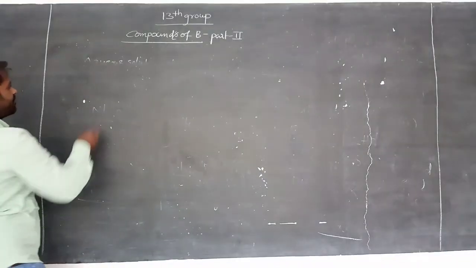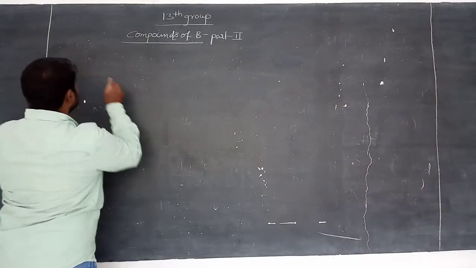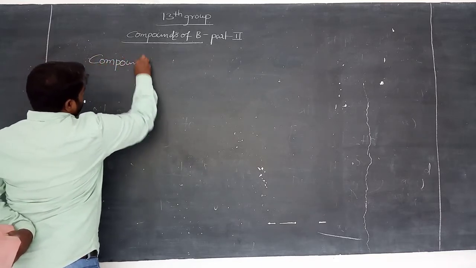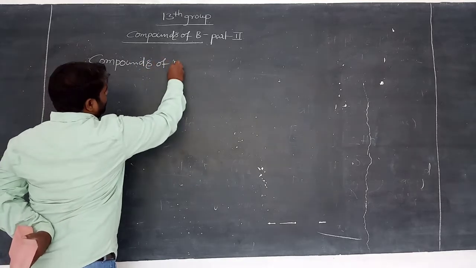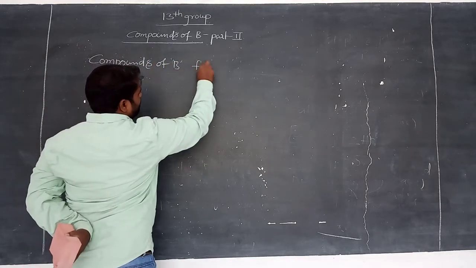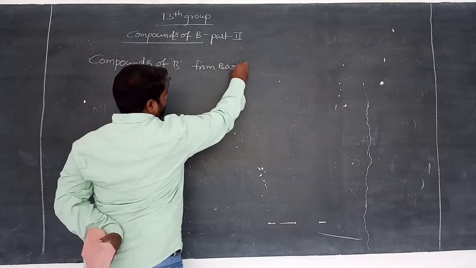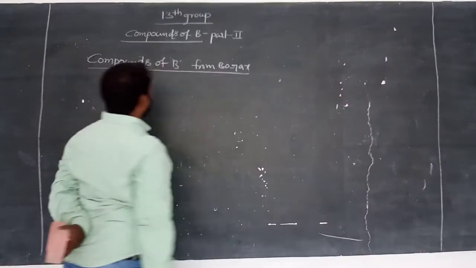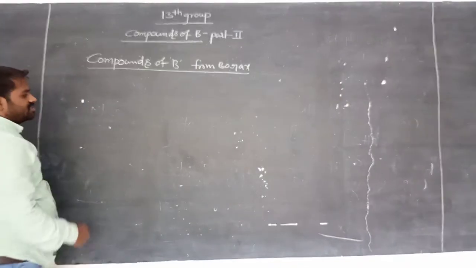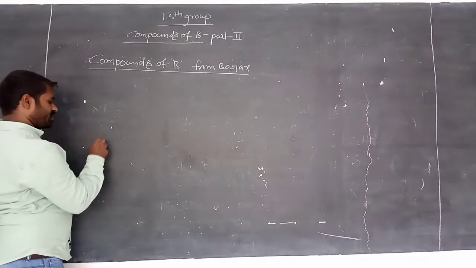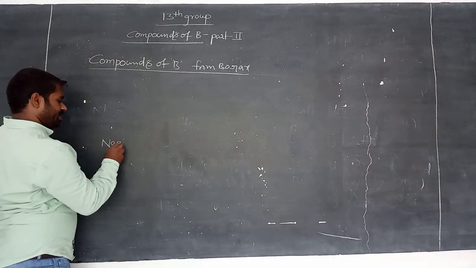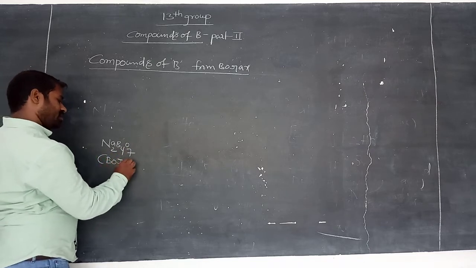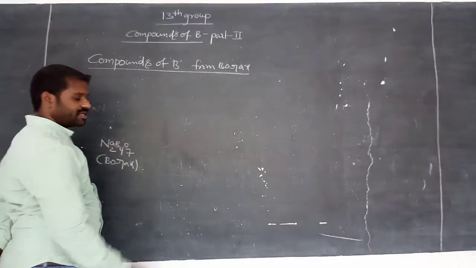And next, compounds of boron from borax. Compounds of boron from borax. So very important. So now what is borax? Na2B4O7. This is the borax. Okay.